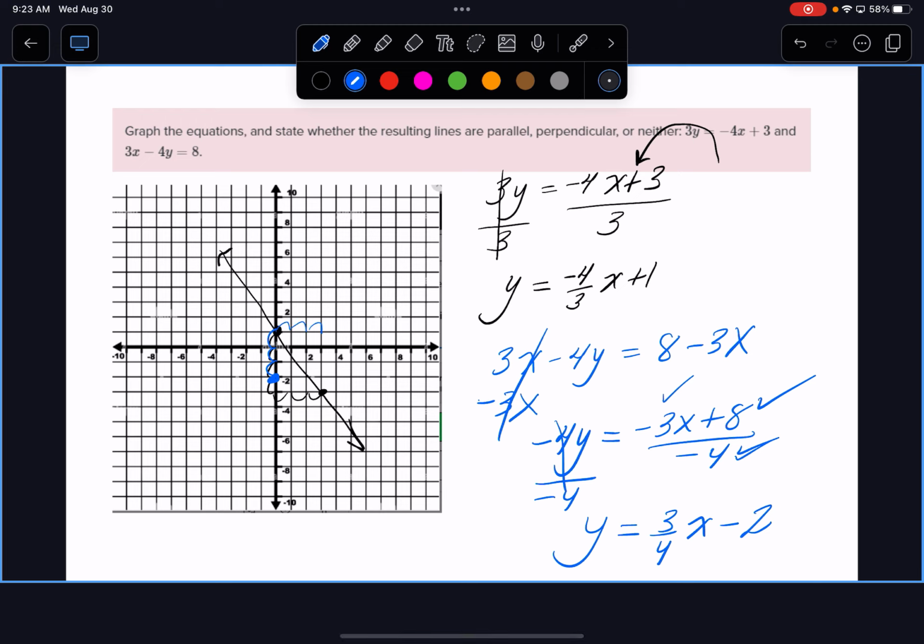1, 2, 3, 4. You can't tell if lines are perpendicular based on a graph. You need to look at the actual slopes. Compare this slope to this slope. Are they perpendicular lines? We should all very confidently say, yes, one's positive, one's negative. And are they reciprocated? Yes. So the answer is yes.